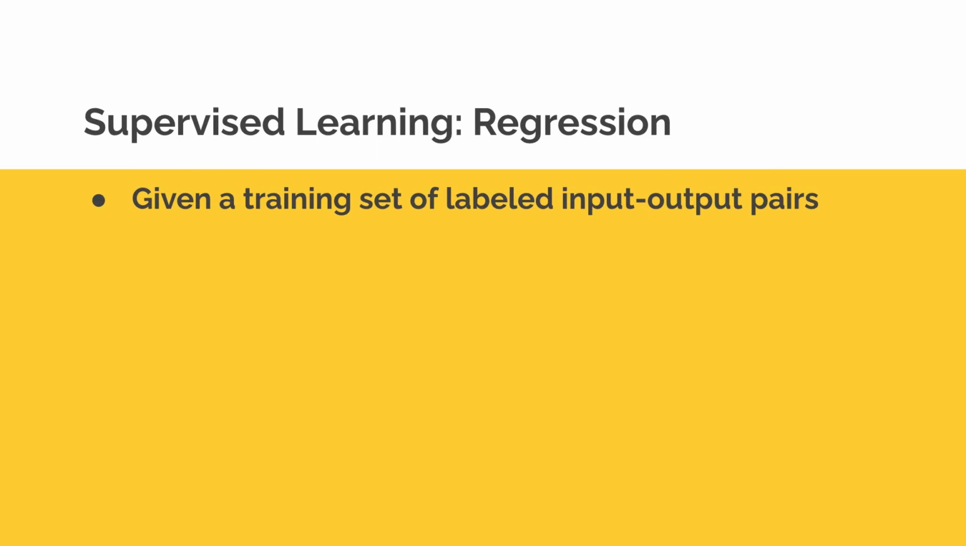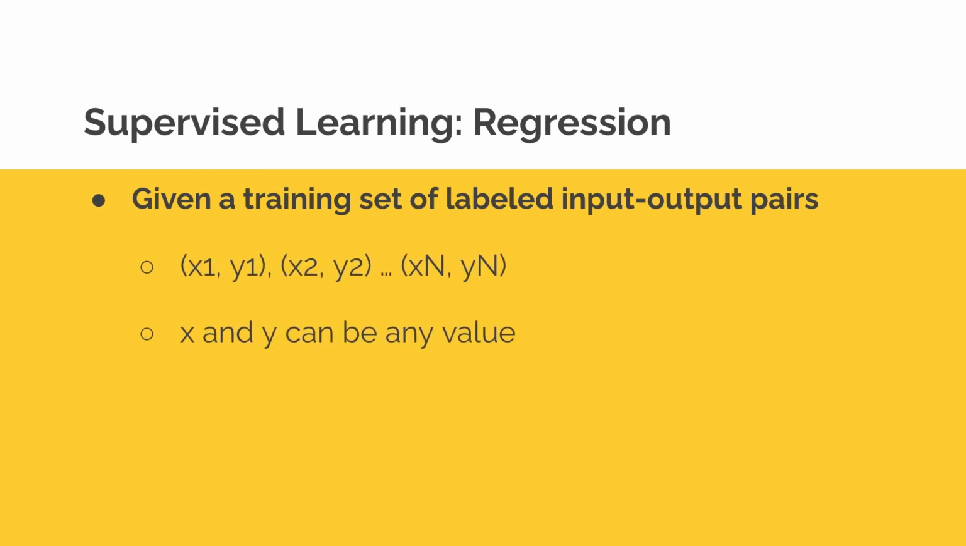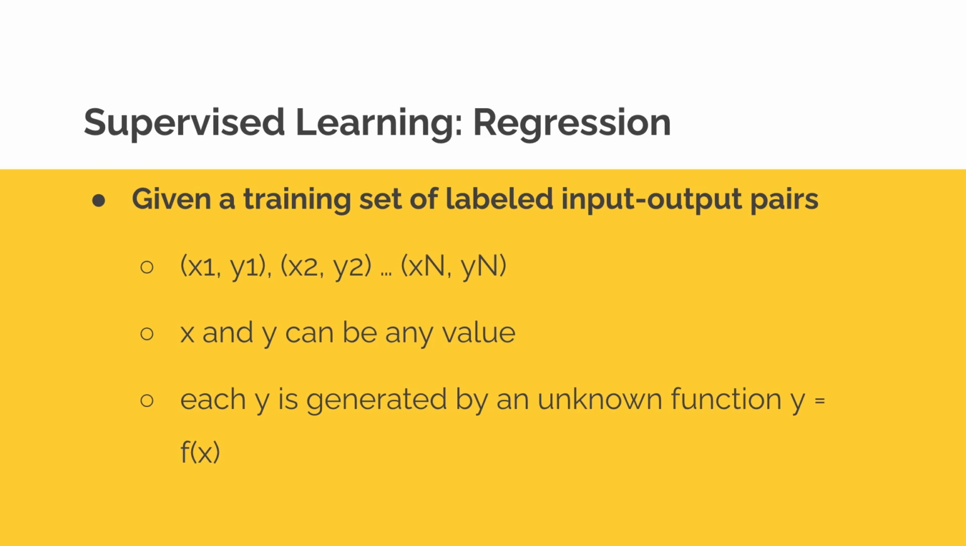So regression specifically is where you give your model a training data set of labeled input-output pairs, and X and Y can be any value. They could be, for example, sales versus day. They could be any random Y versus X. They could be the value of a stock versus the date. And each Y is generated by an unknown function Y equals f of X. So Y is dependent on X. It's not just some random X and some random Y. There's actually a relationship between X and Y. For example, Y could equal 2x, or Y could equal x plus 3.